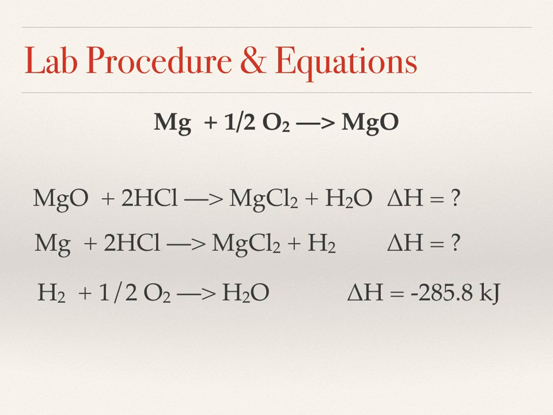So the reactions we're going to do are reacting magnesium oxide with hydrochloric acid. The second reaction is going to be with magnesium and hydrochloric acid. And we're going to use some thermochemical data from another reaction to help us out.